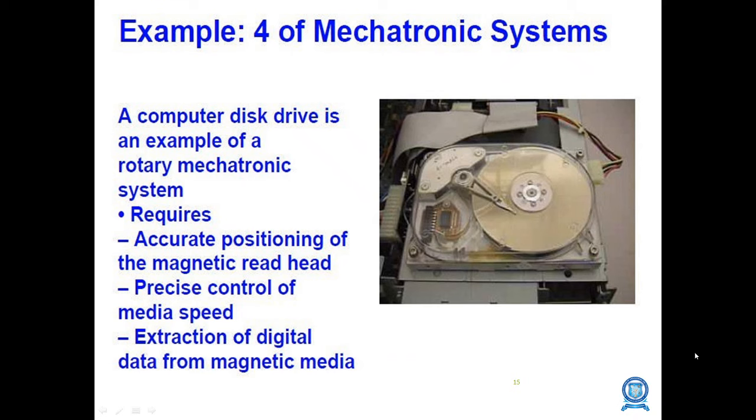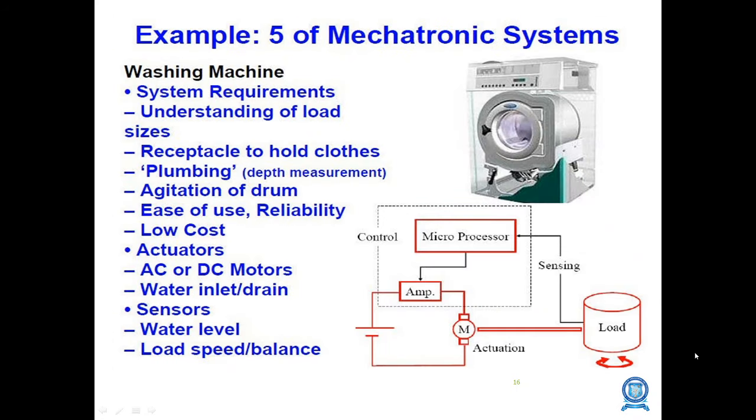The fourth example of a mechatronic system is a computer disk drive, an example of a rotary mechatronic system which requires accurate positioning of the magnetic read head, precise control of media speed, and extraction of digital data from magnetic media. The fifth example is a washing machine, which requires understanding of load size, a receptacle to hold clothes, plumbing, agitation of the drum, ease of use, reliability, and low cost.